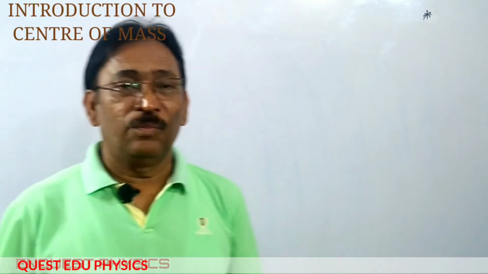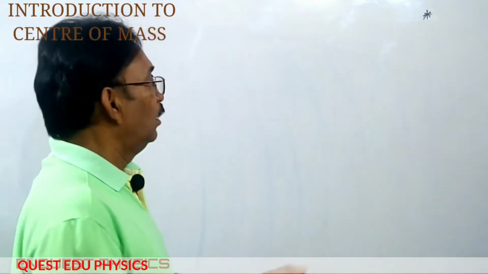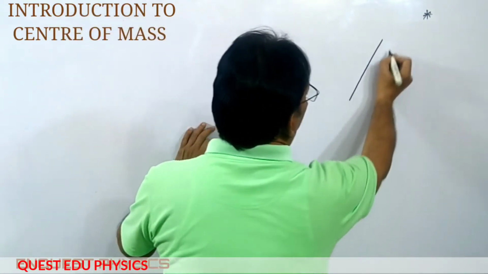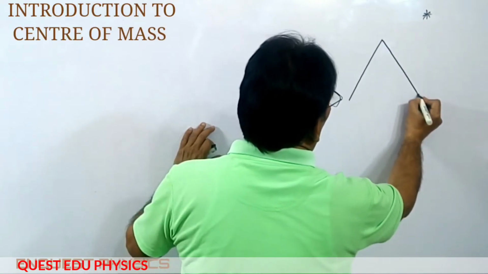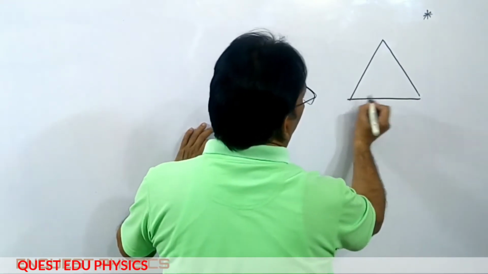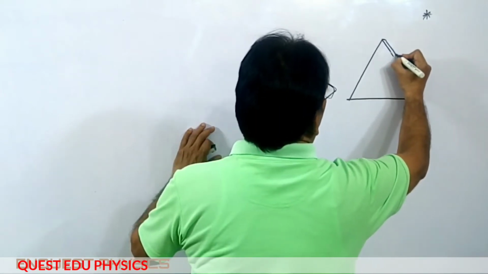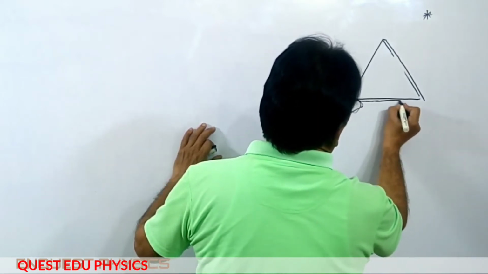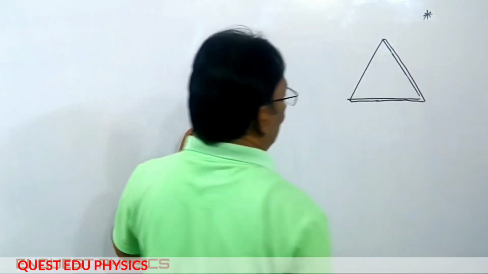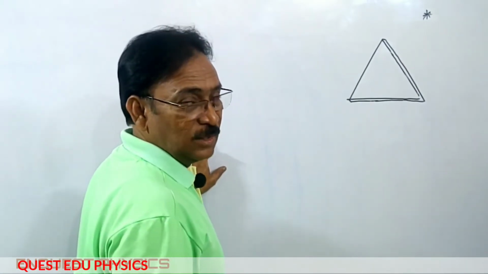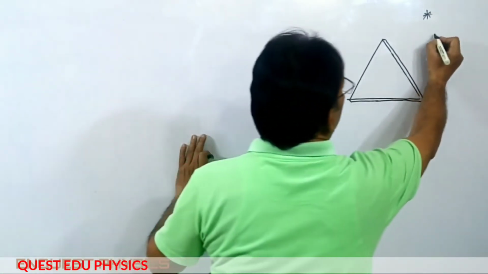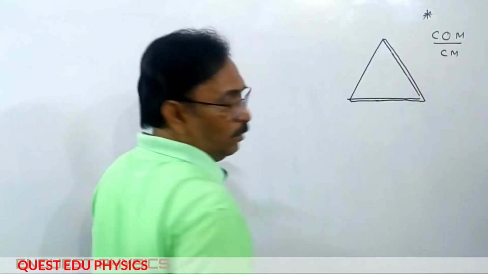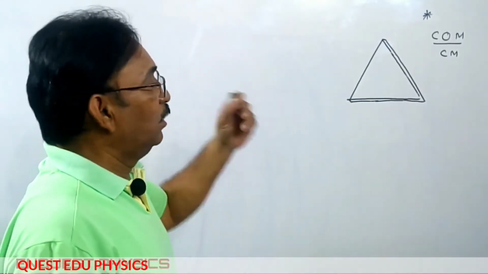Let's take a few examples of center of mass. Students, see, first we are starting with a triangular shaped plate. It's a plate which has a particular thickness. We have to locate the center of mass as well as the center of gravity. Center of mass is written as COM, and some people, like me, write it the same. It suits both.